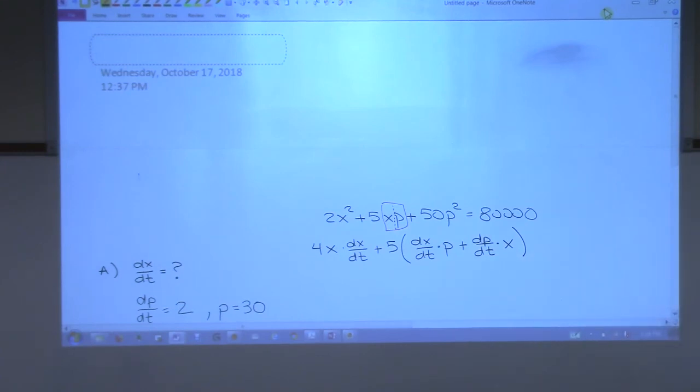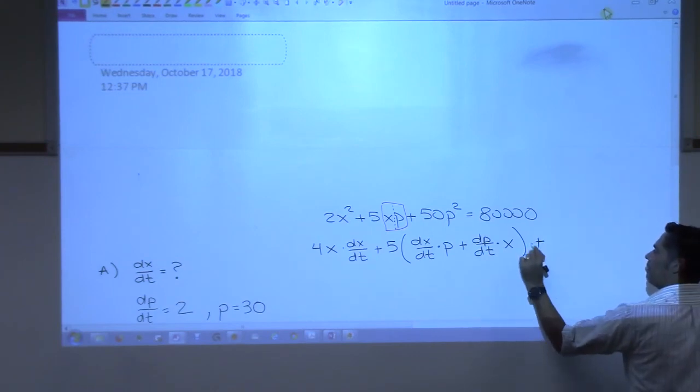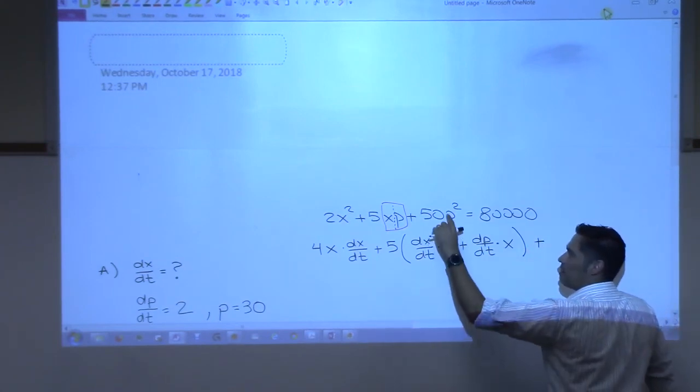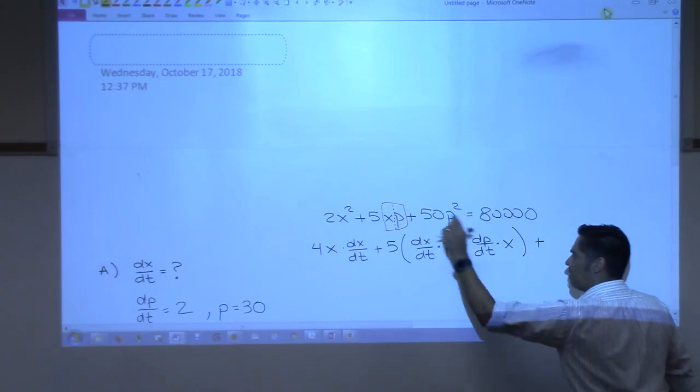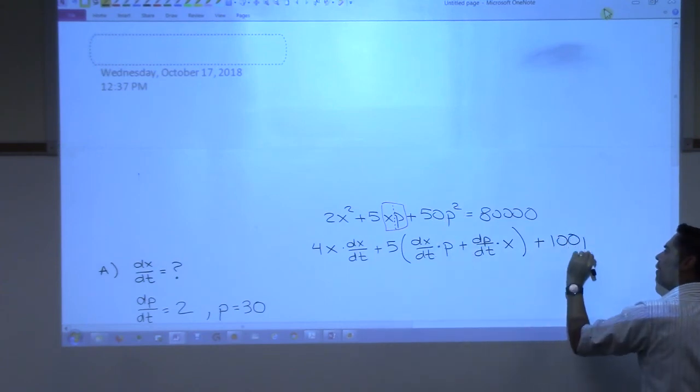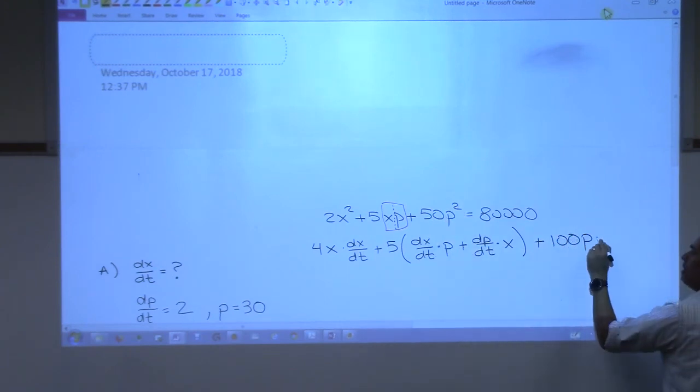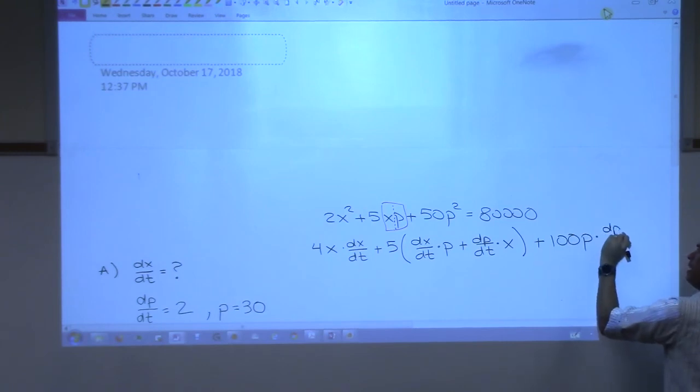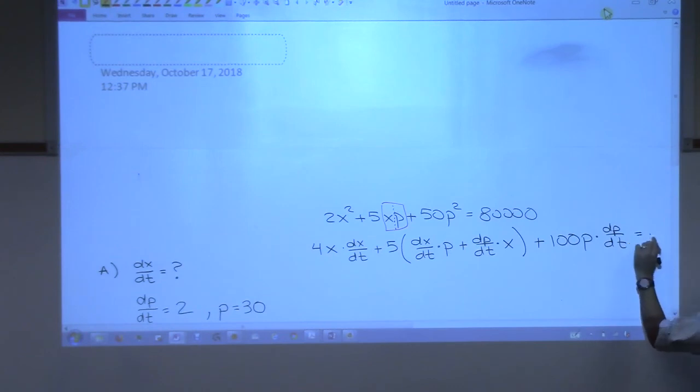And the next one would be the 100p times dp dt. Exactly. So we got 50p squared. We bring the 2 down. That makes that 100. P to the first power. But then times dp dt equals 0.